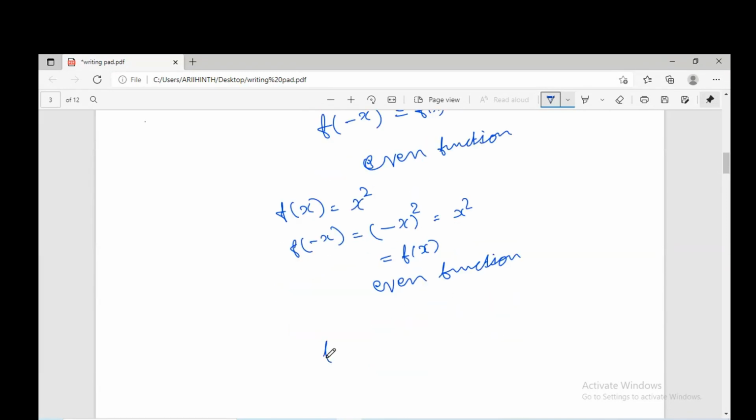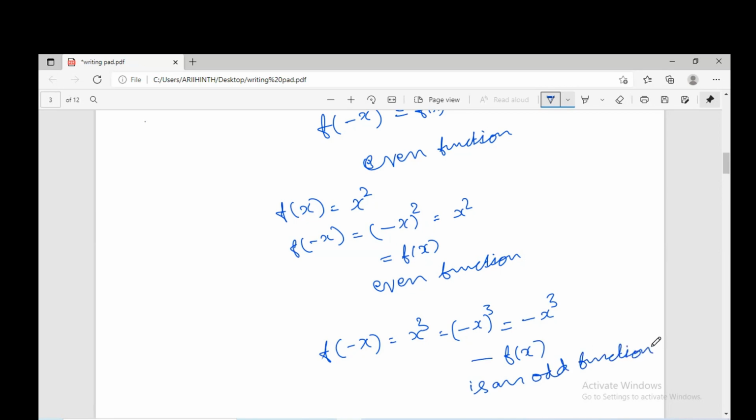Then suppose I put f of x equal to x cube. Then f of minus x is minus x whole cube, which equals minus of x cube, which is minus of f of x. It is an odd function.